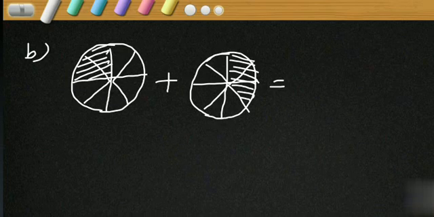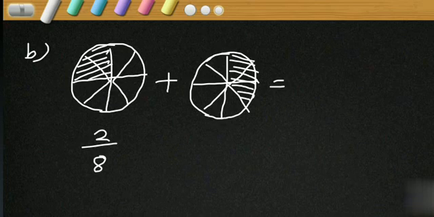So can you say the fraction corresponding to the first figure? Here the circle has been divided into how many equal parts? 8 equal parts. Among these 8 parts, how many are shaded? 2 are shaded. So the fraction corresponding to this is what? Yes, 2 by 8, isn't it?